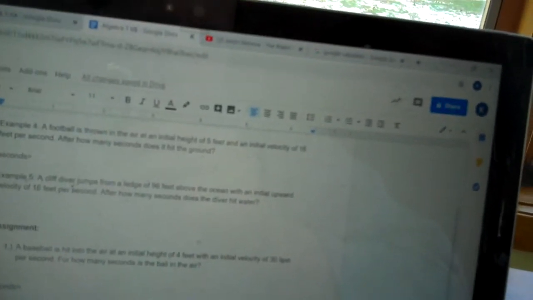Okay, then the assignment problem, if you're having problems, is: a baseball is hit into the air at an initial height of 4 feet, with an initial velocity of 30 feet per second. For how many seconds is the ball in the air? So we're trying to find the seconds.